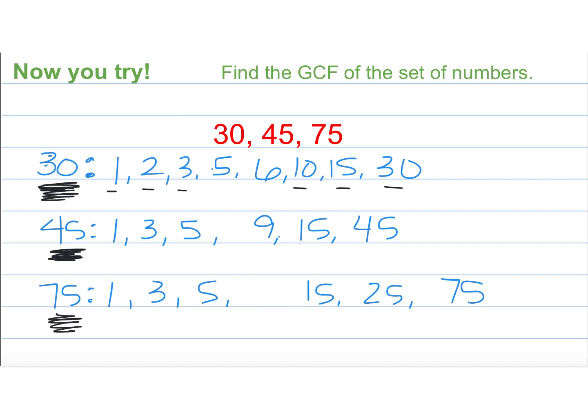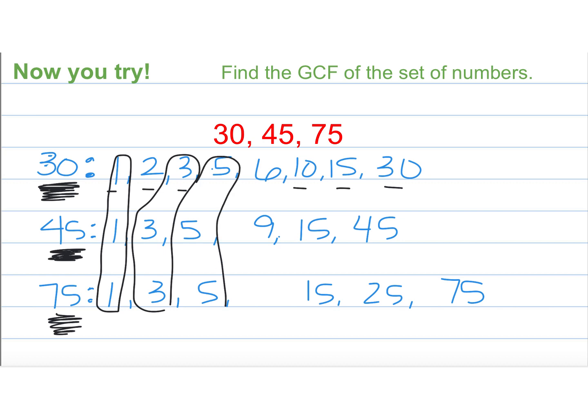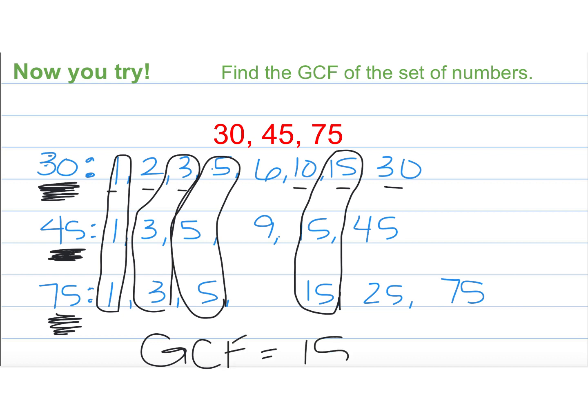And then 75. So we have 1 in common, 3 in common, 5 in common, 15 in common, and then that looks like that is it in common. So the GCF of these 3 numbers is 15.